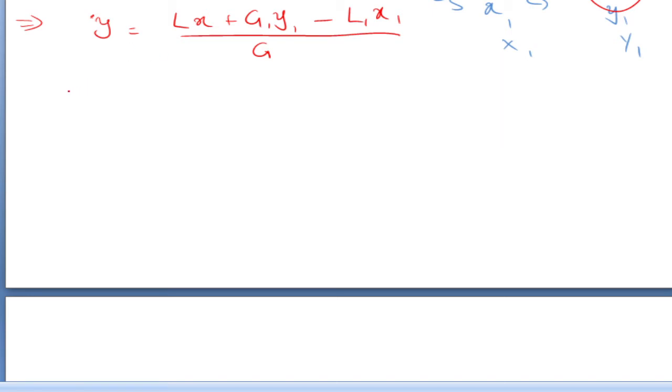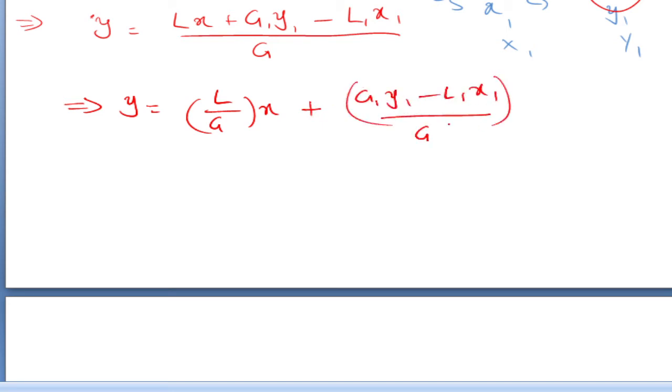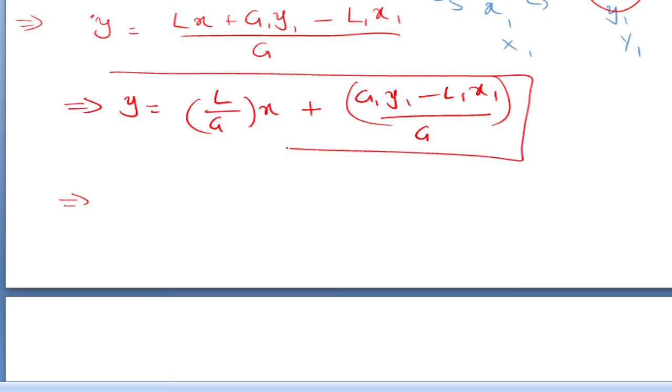I can write it down like this, you just see y is equal to L by G x, just a rearrangement, nothing else. So y equals L by G x plus G1 y1 minus L1 x1, divided by G. So this is the equation for the operating line in an absorber.